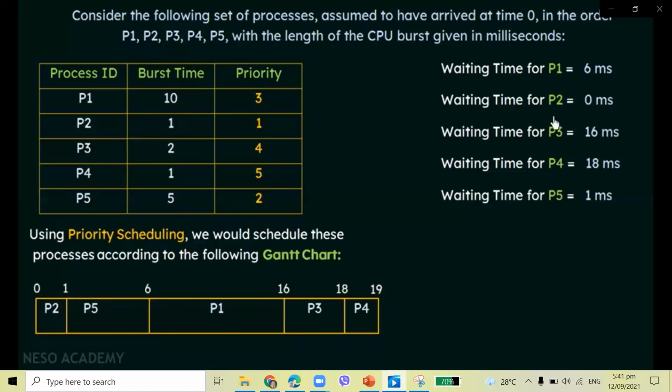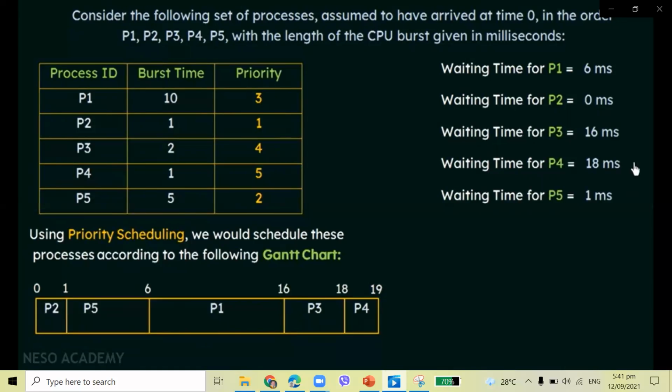So what is the waiting time for P2 next? P2 was the first one to get the CPU, so the waiting time of P2 is 0 milliseconds. And for P3, what is the waiting time? P3 got the CPU at the 16th millisecond, so the waiting time of P3 is 16 milliseconds. And for P4, it is 18 milliseconds similarly. And for P5, what is the waiting time? We see that P5 got it at the 1st millisecond. So the waiting time for P5 is 1 millisecond.